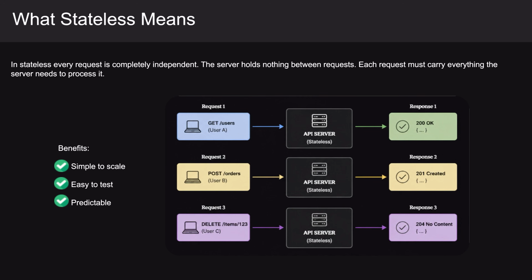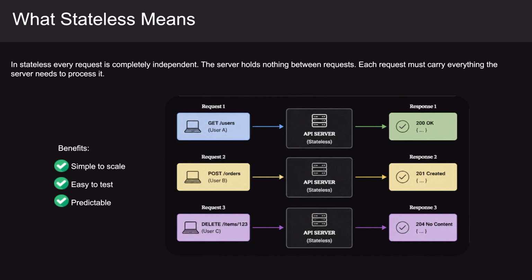Request 1, user A does a GET on /users, gets a 200 back. Request 2, user B does a POST to /orders, gets a 201. Request 3, user C deletes an item, gets a 204. Each request hits the server, gets processed, gets a response, and the server immediately forgets everything. No shared context, no memory between them.